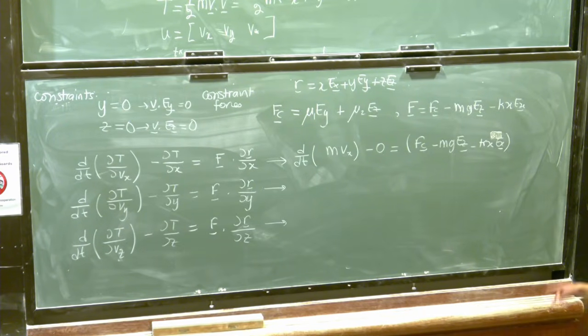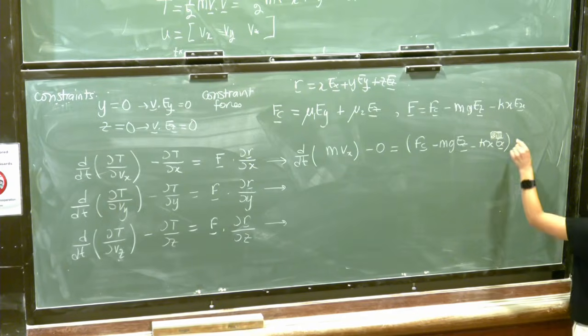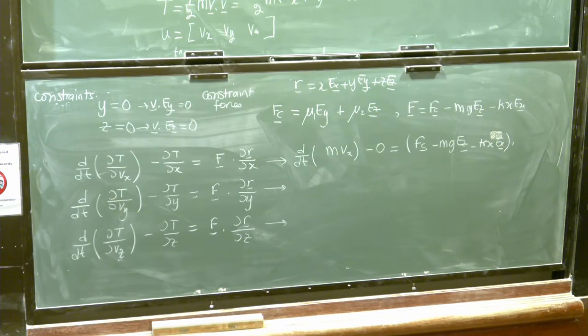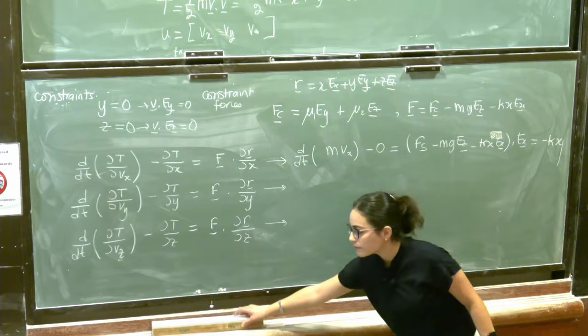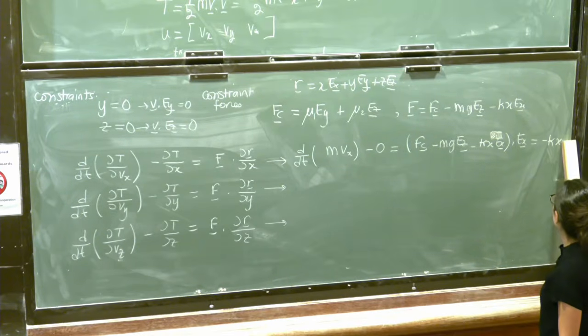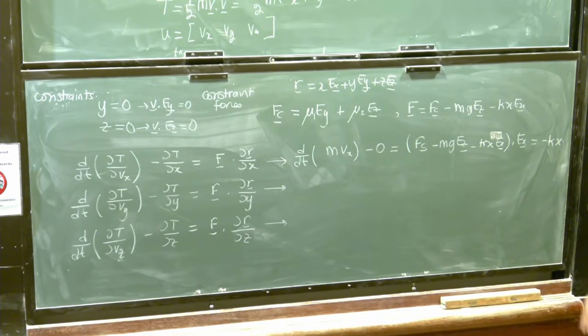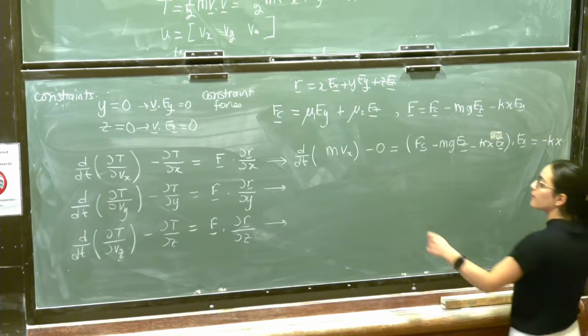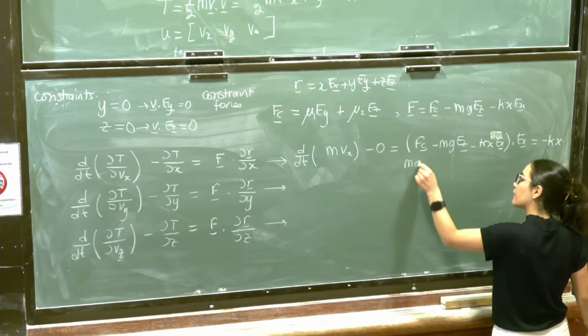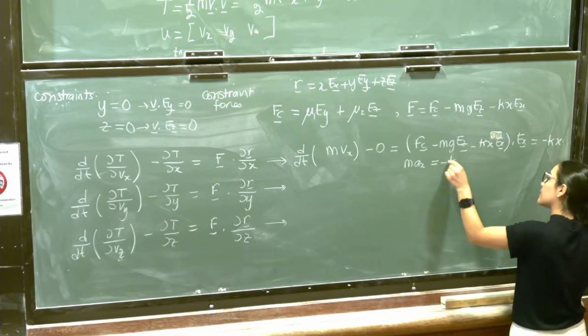Okay, dotted with del r by del x. What is del r by del x? Ex, right? So at the end from this I get minus kx. If I rearrange, I'll get that m v dot x, or m a x, is equal to minus kx.